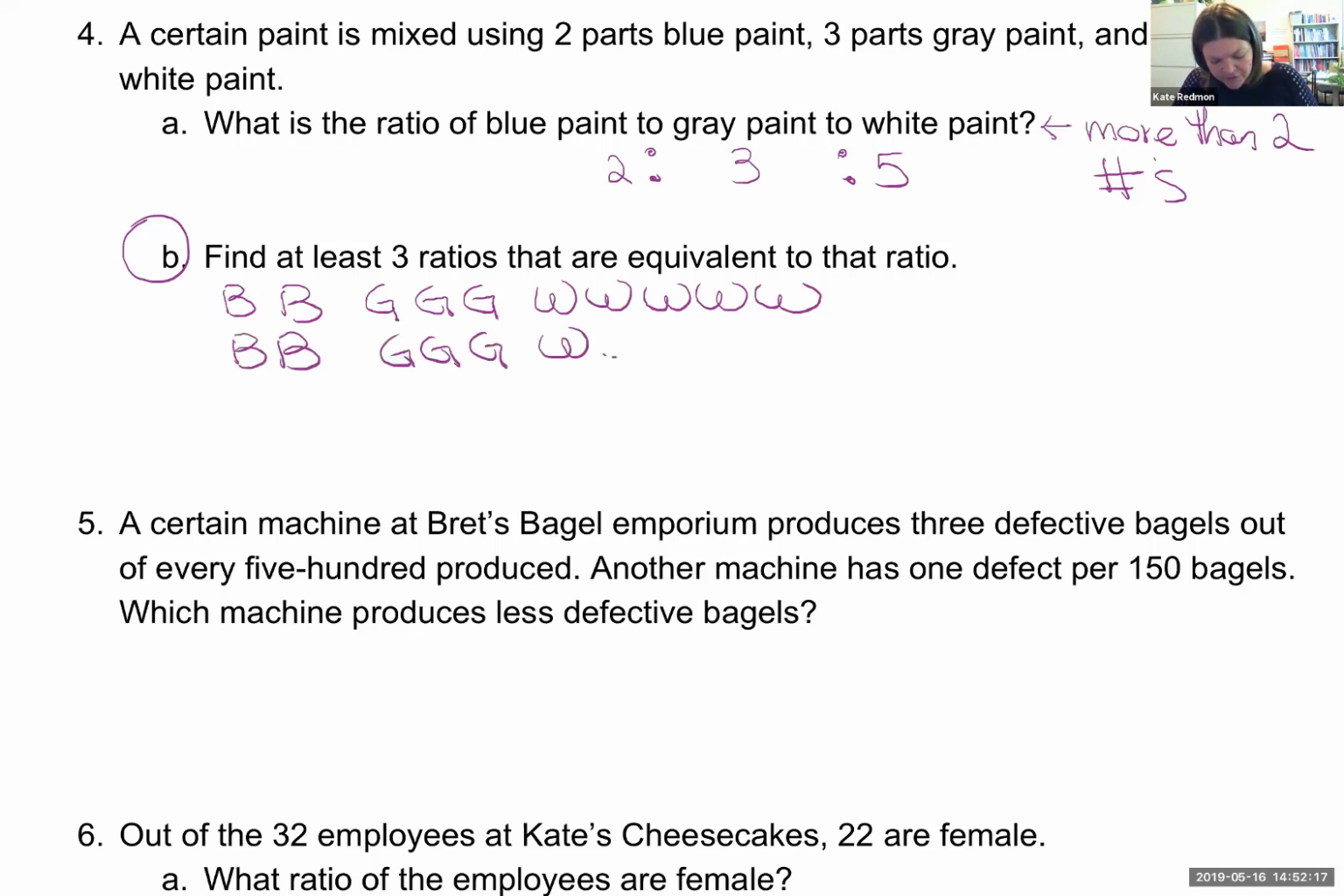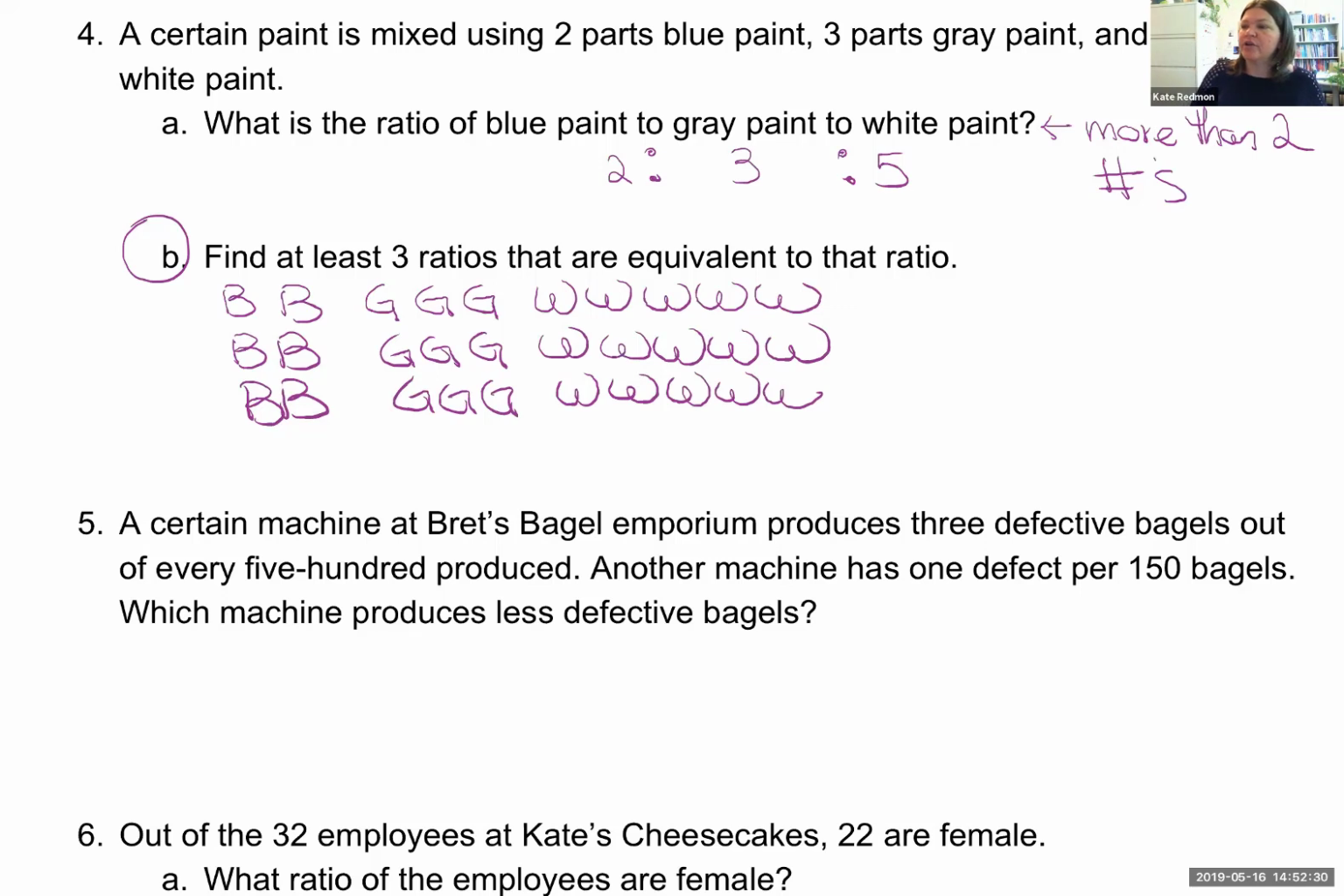There's a fancy name for this type of problem solving that Odysseyware will probably teach you. I think they call it tape diagrams or something, whatever. If you just repeat the same pattern over and over again, I don't care what you call it, you're going to end up with equivalent ratios. Does that make sense? So after the second row here, I have an equivalent ratio. Now I have 4 blues to 6 grays to 10 whites.